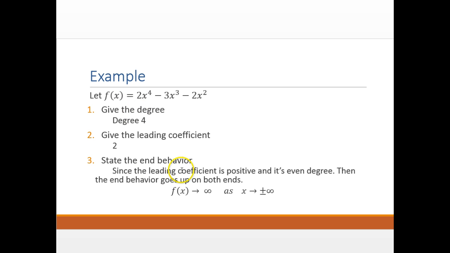State the end behavior. This is degree 4, so they both either go up or they both go down. In this case, they're both going to go up because the leading coefficient is positive. So f(x) goes to infinity. In other words, it goes up as x goes to both infinity and negative infinity. In other words, as I go far to the right, the function goes up. As I go far to the left, the function goes up.